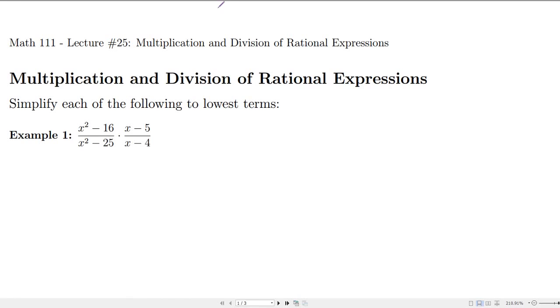So in this lecture, we're going to multiply and divide rational expressions. The key to doing this is built on what we've already been doing. So when we multiply these things, essentially what I like to do is add in parentheses to start. And then when you're multiplying, that's essentially it.